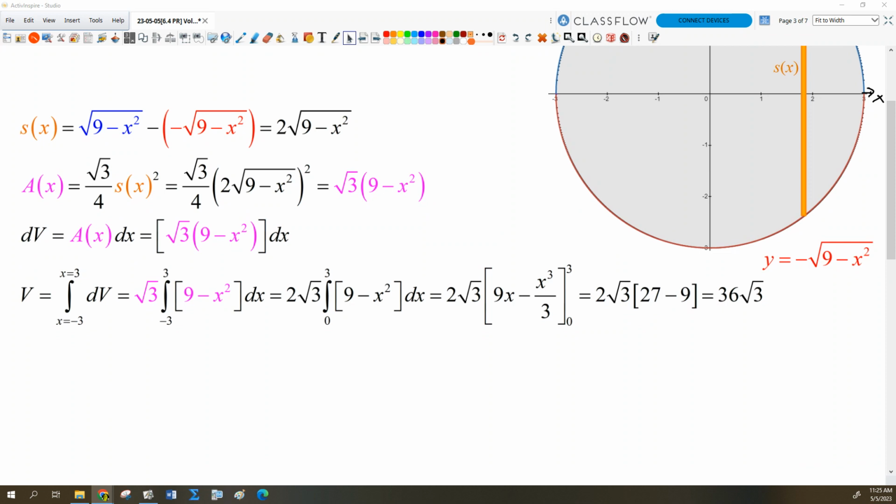So we get 2 radical 3 times this integral. Well, that's just 9x plus x cubed over 3. Plug in 3, and when the dust settles, you get 36 radical 3, which is the right answer. Okay. Does that make sense?